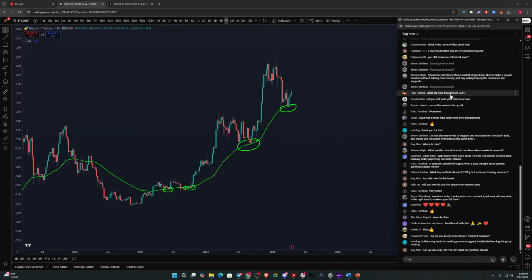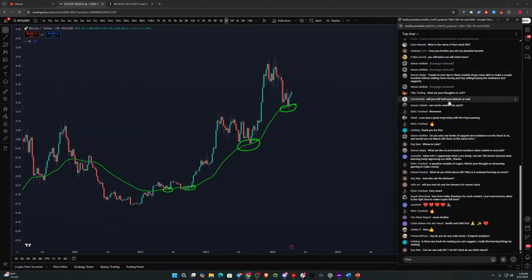Philip says, what are your thoughts on Jupiter? No opinions on that. I mean, it wasn't doing too good recently. I need to look at the chart again, but it did bleed a lot. I know it's just a lot of FUD, but hopefully it should do good. I know that there's another big thing coming up that Jupiter may back in the future. Another big project, but I'm sure they'll announce that when it's time.